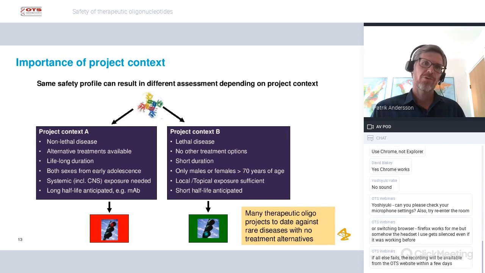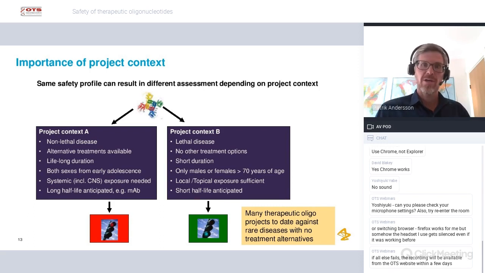In project context A, we're going after a non-lethal disease. There are a lot of alternative treatments available, lifelong duration of the treatment, and you treat both sexes from early adolescence, and you need to go systemic, perhaps including CNS, for the pharmacology to kick in, and you have a very long half-life anticipated. A given set of findings here may say, well, in this context, the findings we see in the tox studies are not good enough to progress this compound.